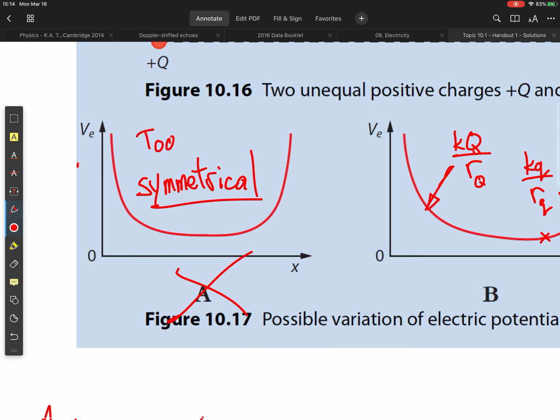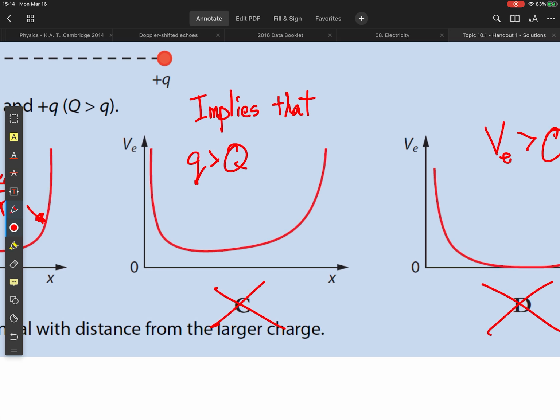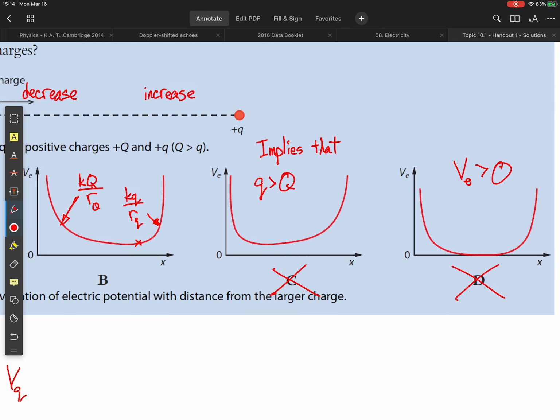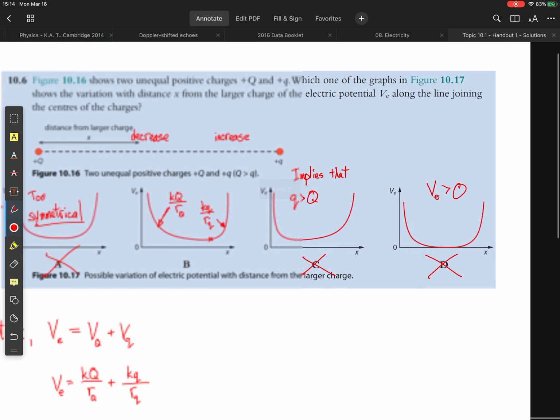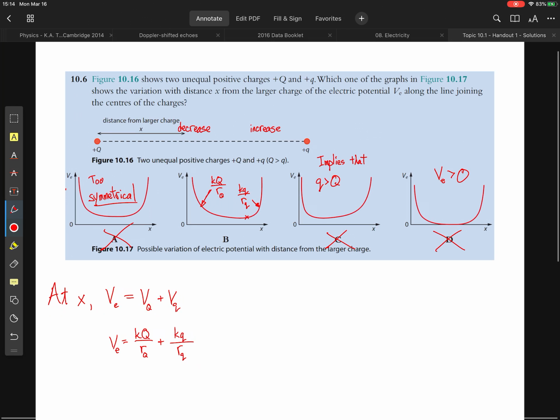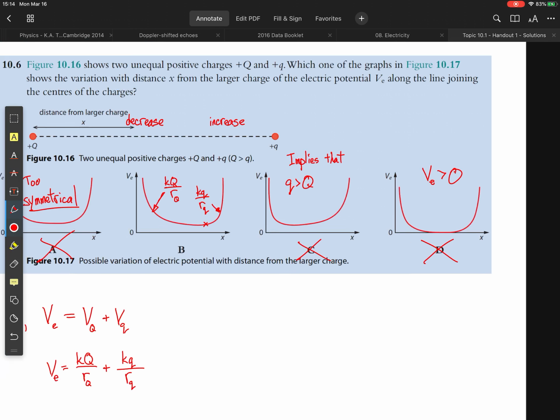Okay, so why not this, too symmetrical? Why not this? Because this one implies that small q is bigger than large q, and that is not the case. Why not this? Because our electric potential is not zero at any point. Okay, so best answer is B. Also, again, note too symmetrical.